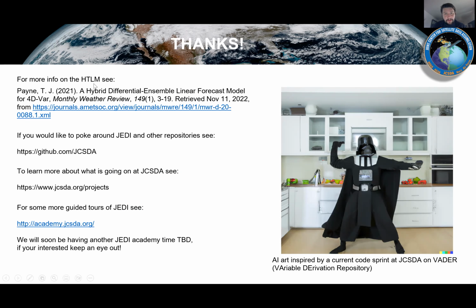This is the paper with the hybrid differential ensemble linear forecast model. I call it the HTLM. I think it's pretty well written. It's a good read. If you're interested to poke around JEDI, github.com/JCSDA has all the repositories. JCSDA.org/projects shows what else is going on other than JEDI. There's the community radiative transfer model. There's observation ingest, a whole bunch of Skylab, a whole bunch of other things that might be interesting.